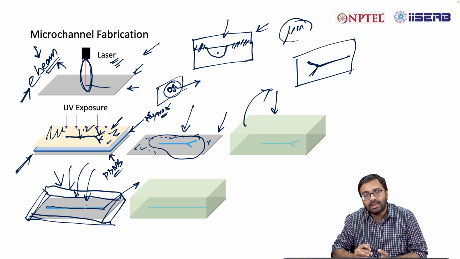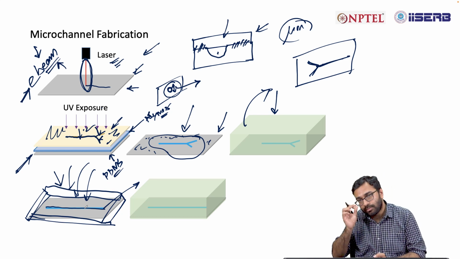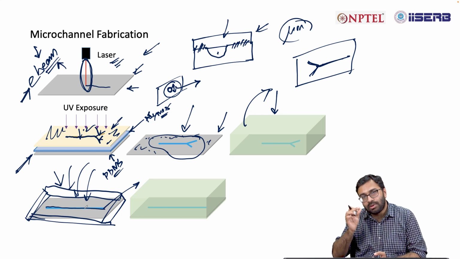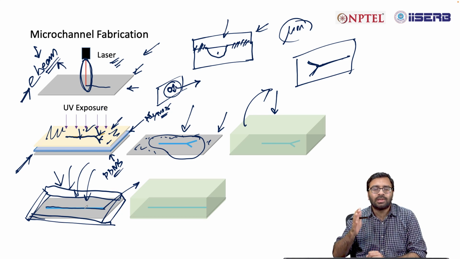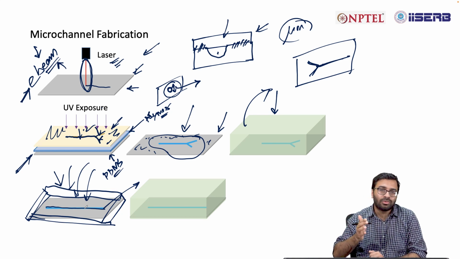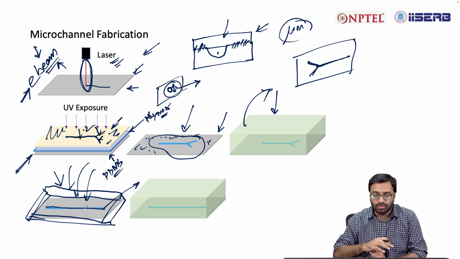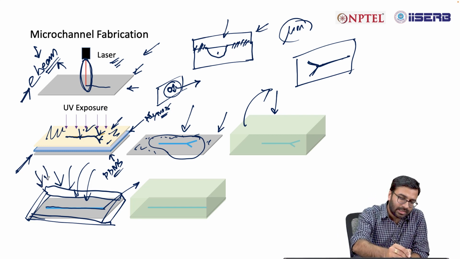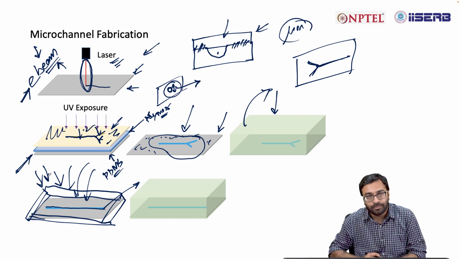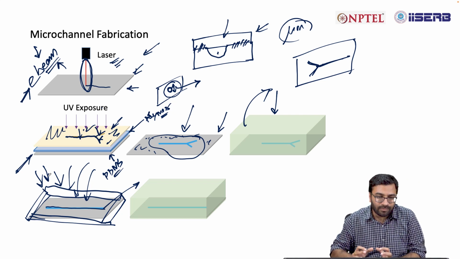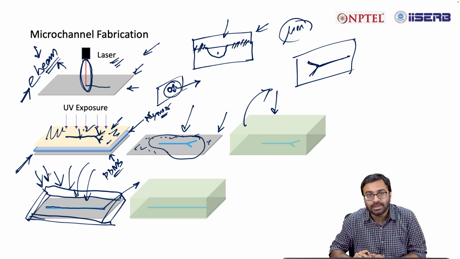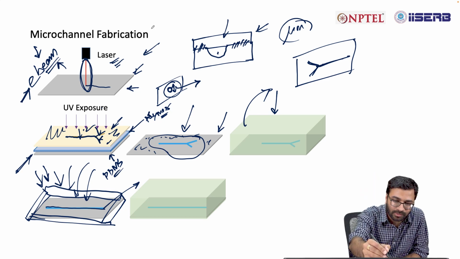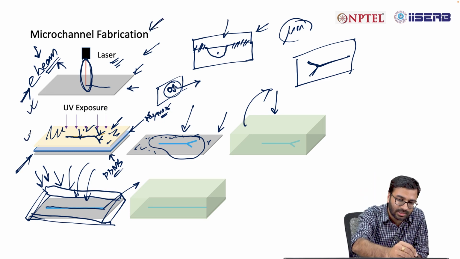In the replica molding technique, the resolution or the minimum dimension will usually be in hundreds of microns, because if you want to go down to a few tens of microns, then you may find that this technique is not the best one to use, but it is widely used and much simpler. Okay, so these are the different fabrication techniques associated with microchannel fabrication. Some of these will be discussed in the next section.